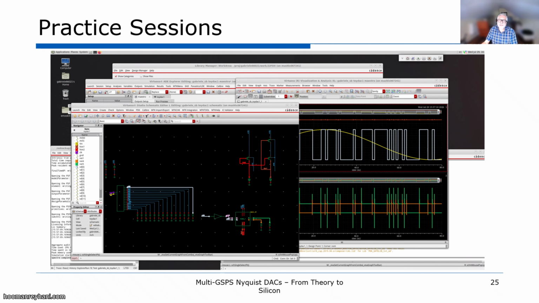Brute force simulation is a non-starter. You need to be very careful in deciding what you're about to simulate, what are the right conditions, and how it can help you finish your design successfully and on time. That will be a crucial part of what we will be covering during these practice sessions.